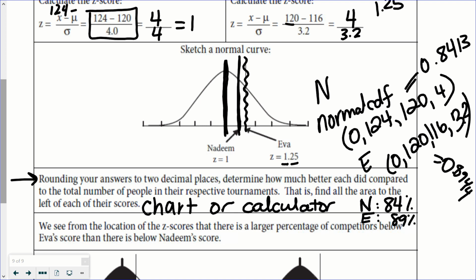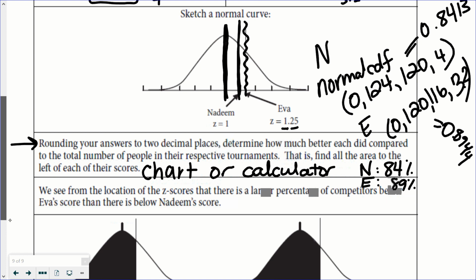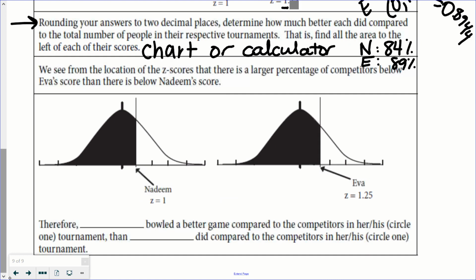And so here are both of their graphs. So therefore, Eva bowled a better game compared to the competitors in her tournament than Nadim did compared to the competitors in his tournament.